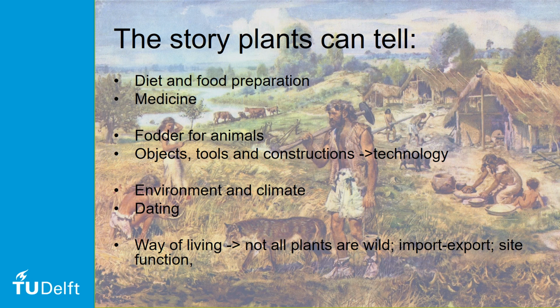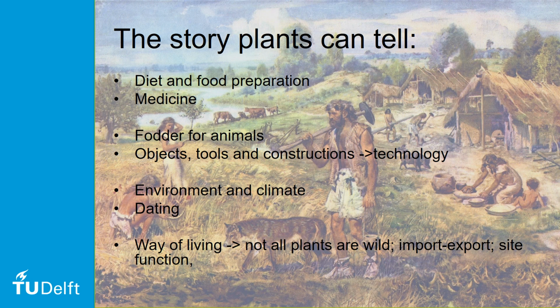So what can plants tell us? What did people use plants for in the past? Well, the obvious one is that people, of course, ate plants. So when you find them at your archaeological site and you are able to reconstruct what these plants are, the species, you can say something about the diet of these people. But not all plants are wild, and you can see that on this reconstruction, on this image.